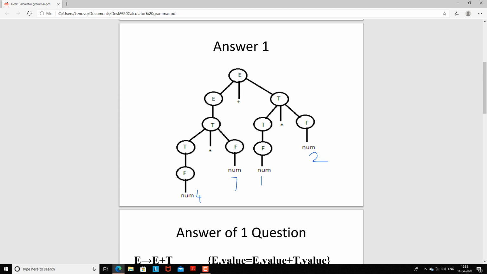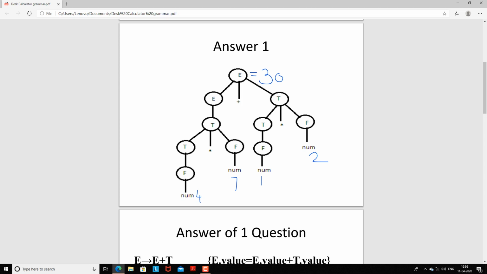So this is our desired parse tree, and with the help of this parse tree we are going to design the SDT. And you can expect the answer: 4 into 7 means 28, plus 1 into 2 means 2, so 28 plus 2 is 30. So the final answer we could expect here is 30.